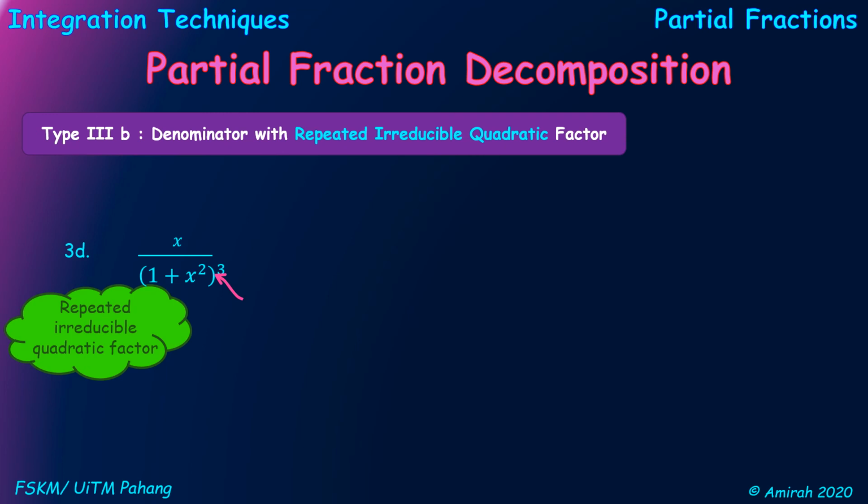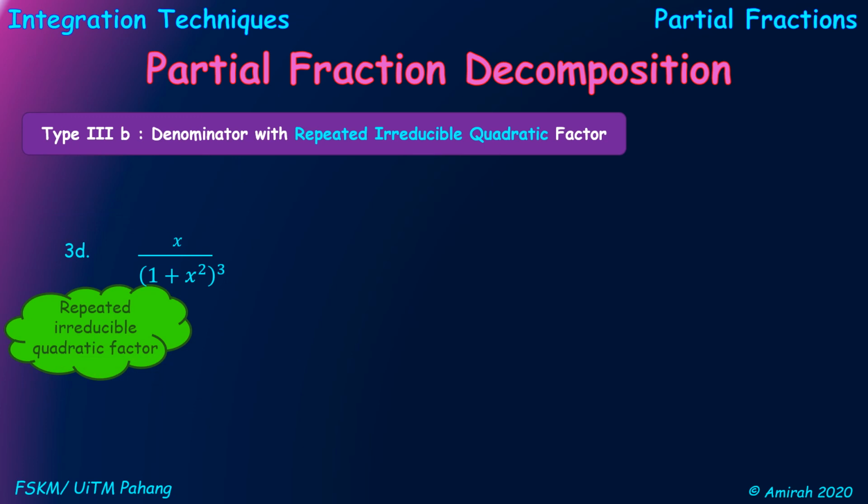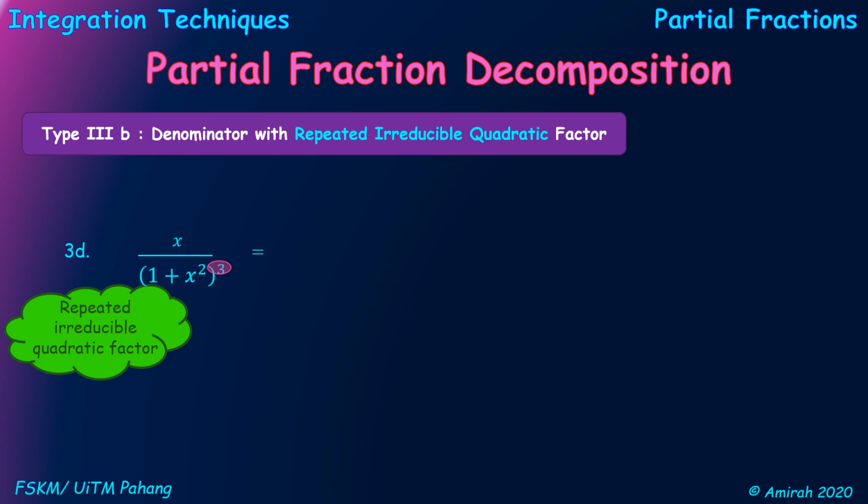And when we expand the denominator, we will get degree 6. And from numerator, we have degree 1. So this is proper fraction because the degree of the top is less than the degree of the bottom. So when we have proper fraction, we can express into the sum of partial fraction without doing long division. Alright, so from bracket to the power of 3 here, which is repeated irreducible quadratic factor, we can write into 3 sum of partial fraction.